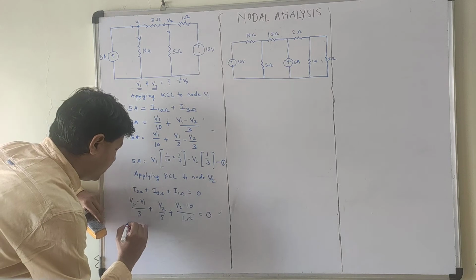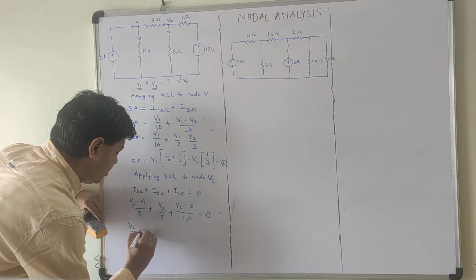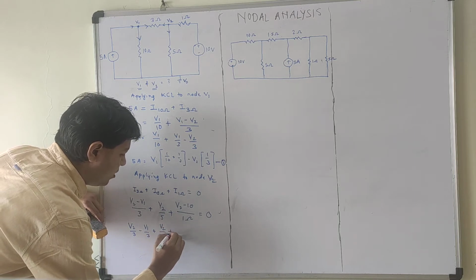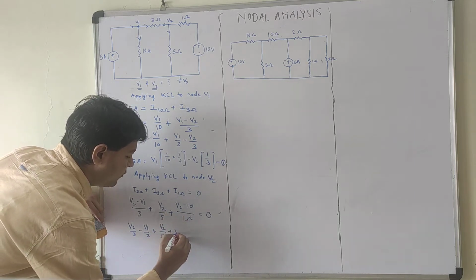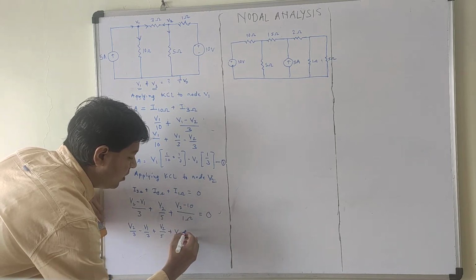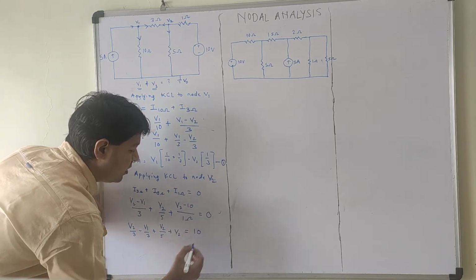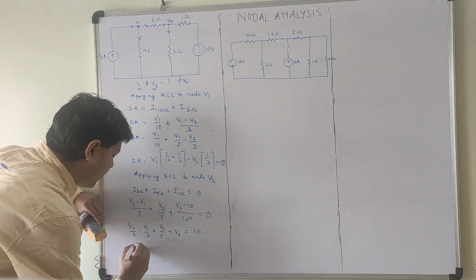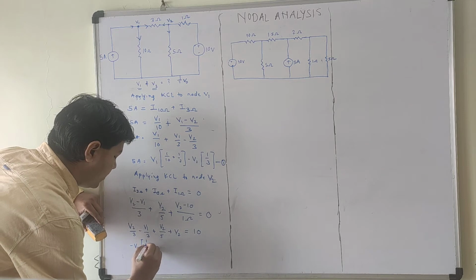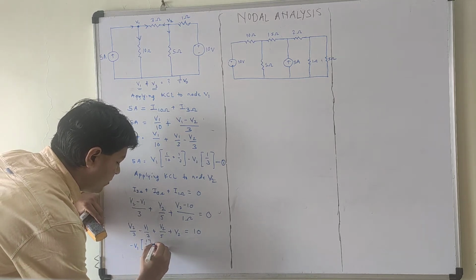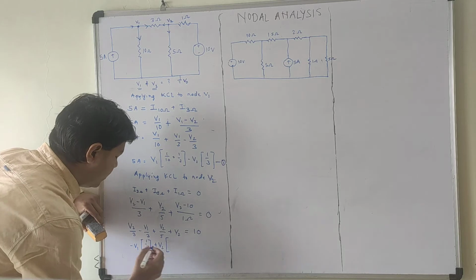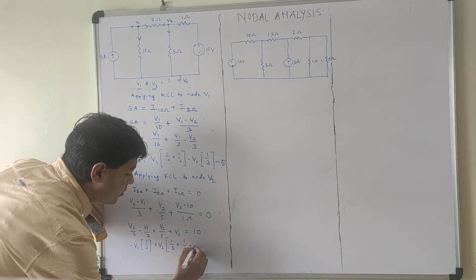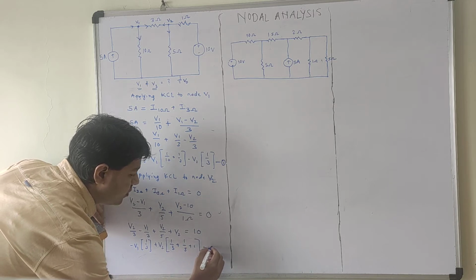We will simplify this. So this is V2 upon 3 minus V1 upon 3 plus V2 upon 5 plus V2 upon 1, that is V2, minus 10 upon 1. So minus 10 I am taking on the right hand side. We will simplify this. V1 I am taking together, so minus V1 times 1 upon 3, plus V2 is taken here, so this is 1 by 3 plus 1 by 5 plus 1 is equal to 10.